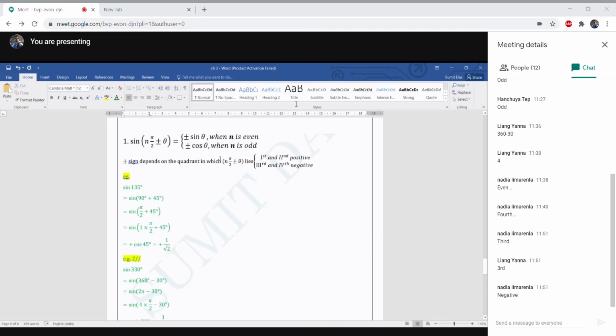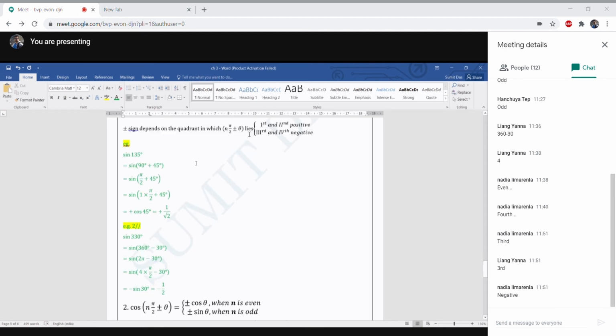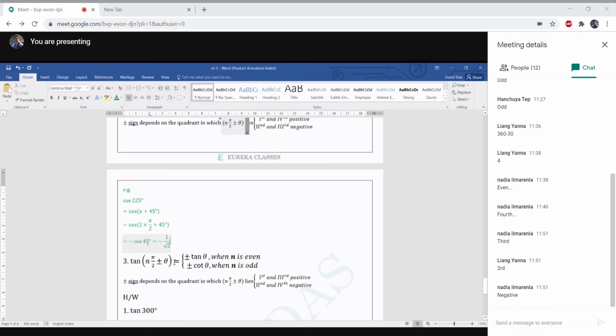And when n is even, the trigonometric ratio is not changing. Sine will be sine theta when it is even, right? But when it is odd, sine will go to cos, cos will go to sine, and tan will go to cot. So when n is even, we don't have to think about anything, because whatever the trigonometric ratio is, we can stick to that ratio. But when it is odd, sine will change to cos, cos will change to sine, and tan will change to cot.